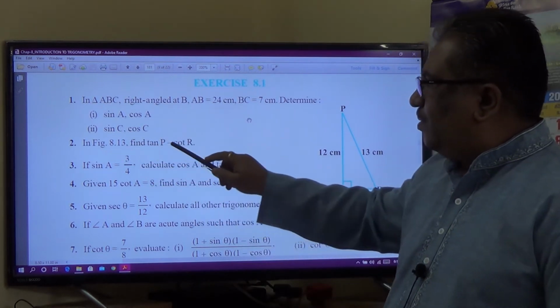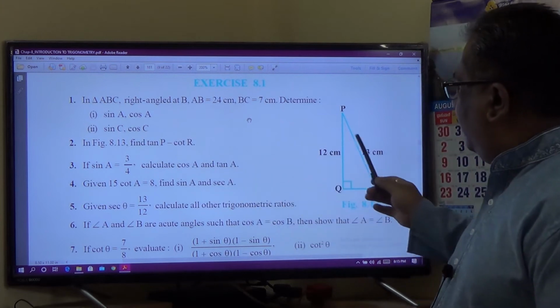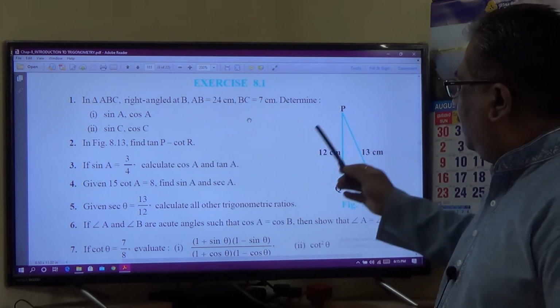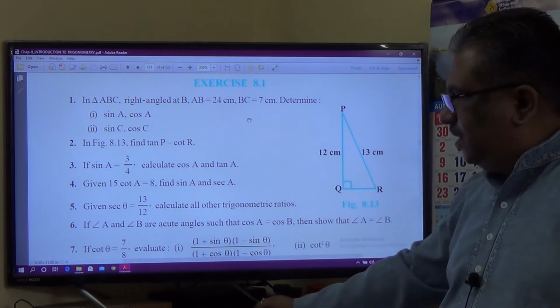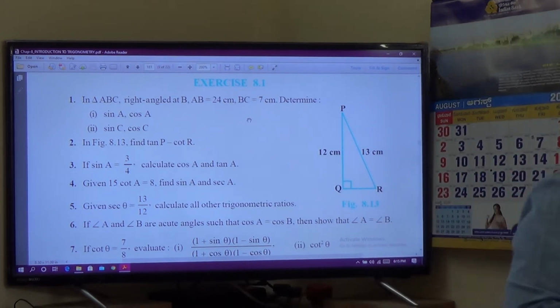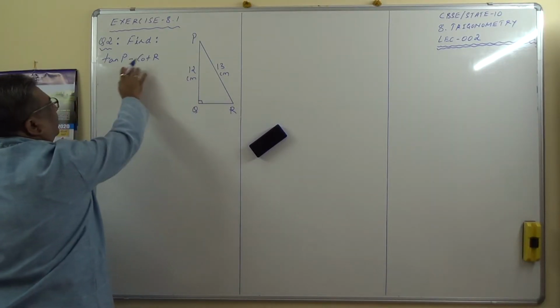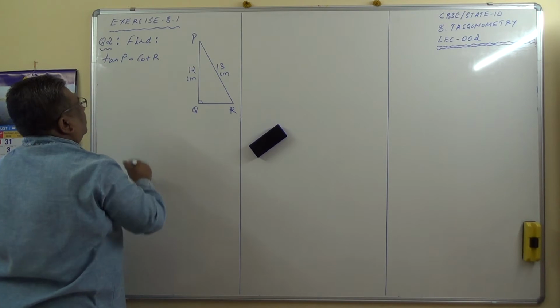Second one, I will be solving on the board. This is the given figure here. Find tan P minus cot R in this figure. So I will be solving this on the board now. This is the diagram. Tan P minus cot R is to be found out. Solution.